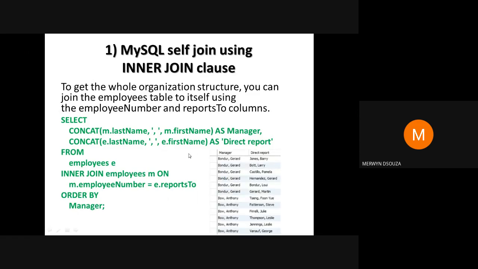The output will look something like this. Who is the manager and to whom there is a direct report. So basically you can see that the manager for all these employees here is Mondo Gerard. For these employees, the manager is Bob Anthony.